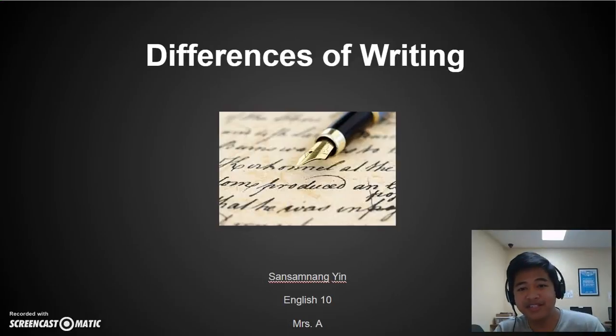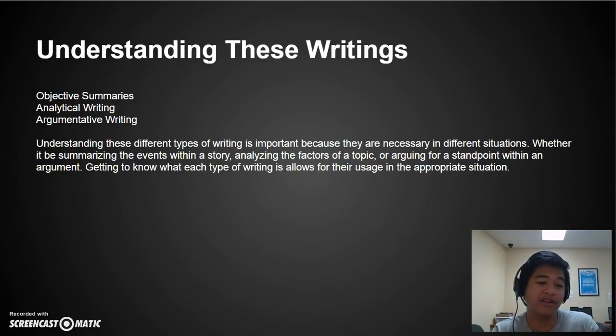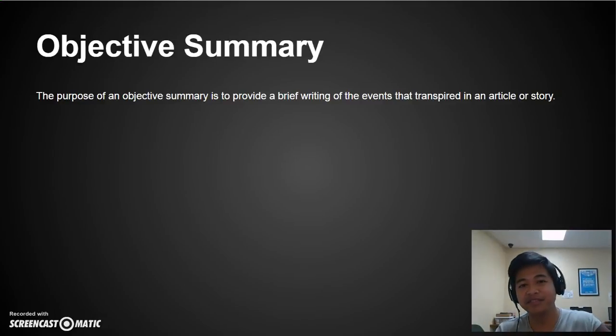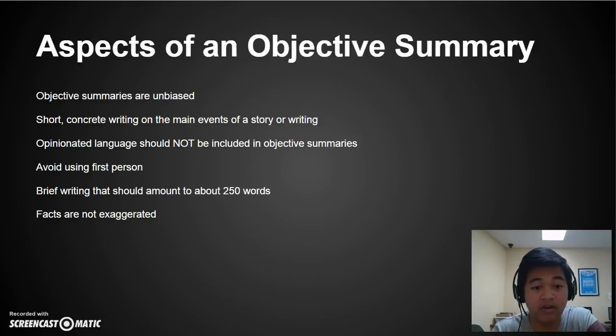This is my PowerPoint presentation on the differences of writing. So we're going to be covering 3 different types of writings. First off, we're going to be covering the objective summary. Basically, the objective summary is a brief writing on the main events that transpire within a story or an article.